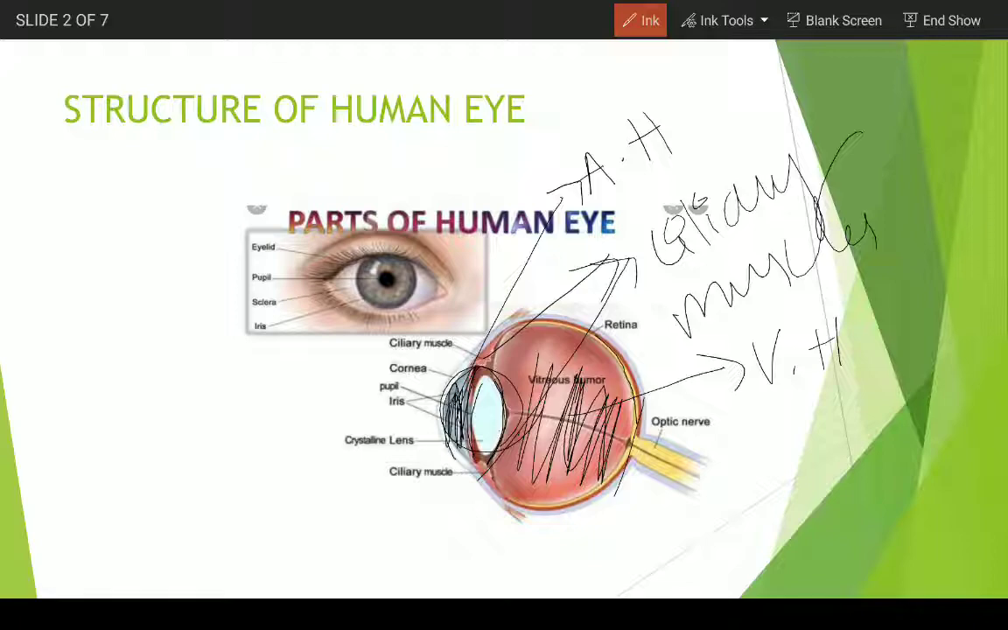So now, the lens is the one which separates aqueous humor and vitreous humor. If you can see here properly, this is the lens. The lens separates the aqueous humor and the vitreous humor, right?